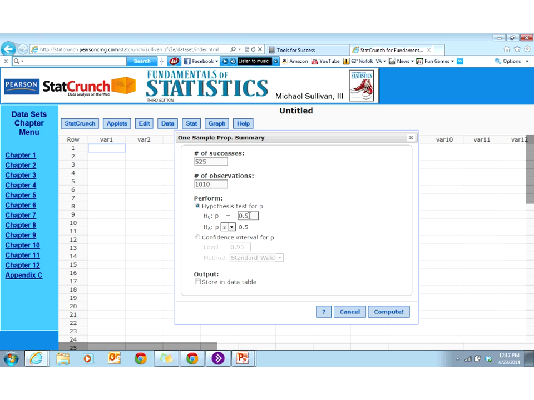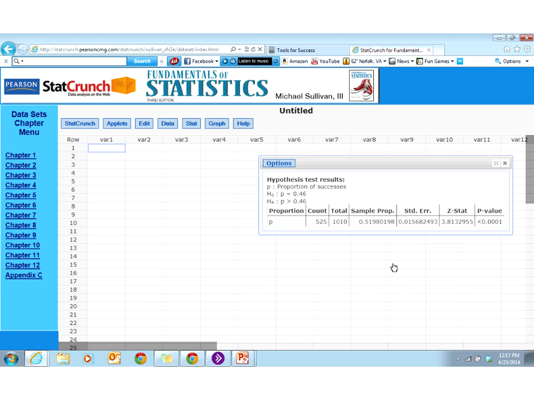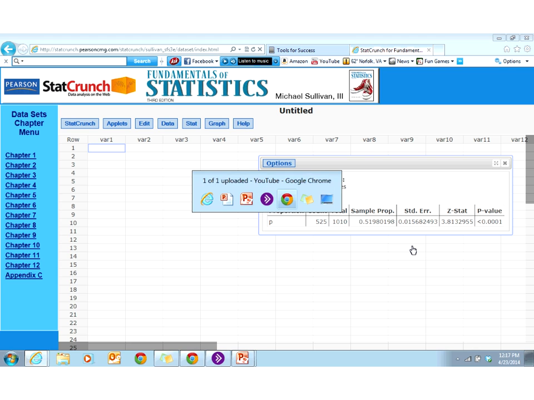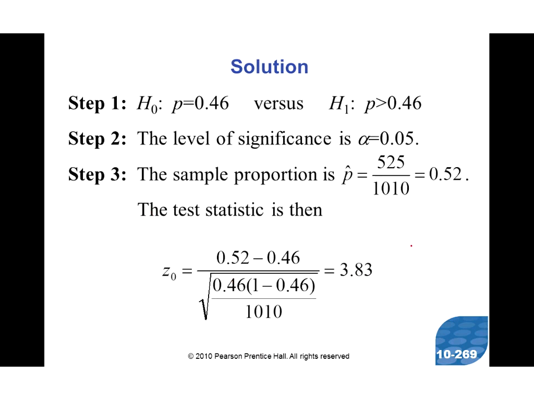Hypothesis test that P is equal to 0.46, and the alternative is that P is greater than 0.46. Let's compute. All right, look at our Z statistic right here. Our Z stat is 3.812, which is exactly what we got when we looked at that problem. I went too far. So look down here. There's that Z, that same number.